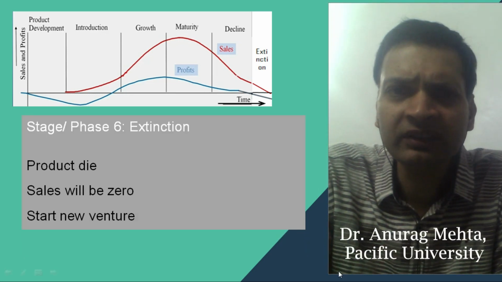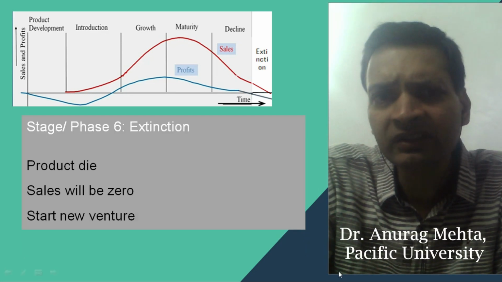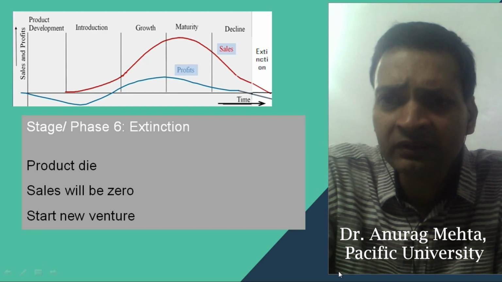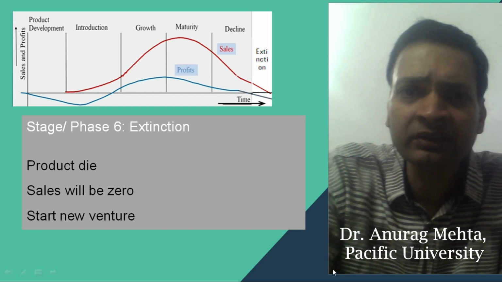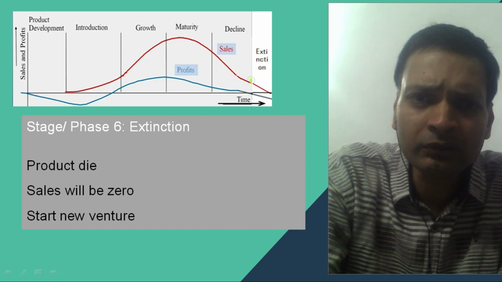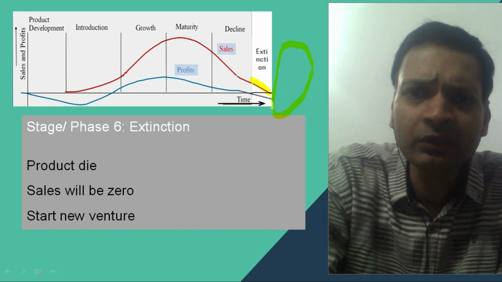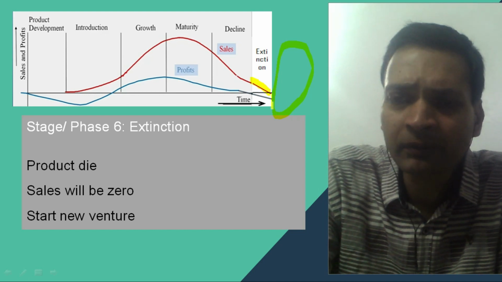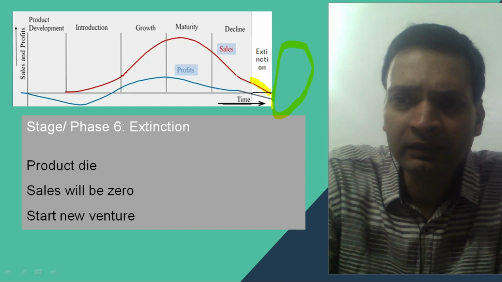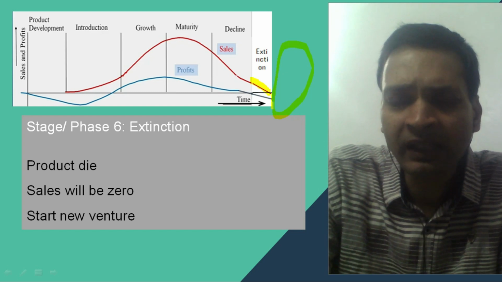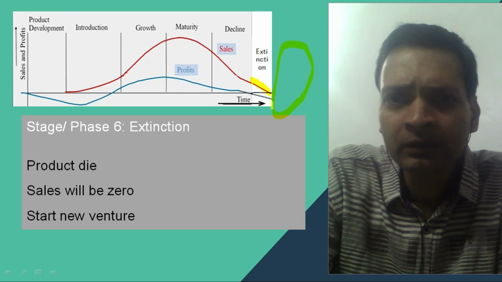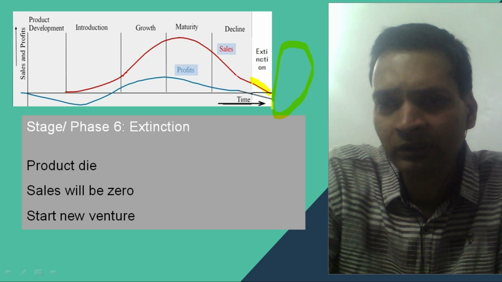The last stage is the product extinction stage. At this stage, the product's sales decrease very rapidly and come down to the level of zero. This product disappears from the market, and the businessman has no option but to start a new venture.